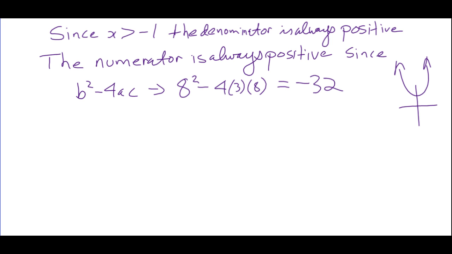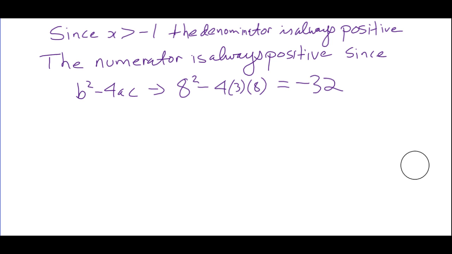So we could do the b squared minus 4ac and say, look, the discriminant is negative. That tells me I've either got this or I've got this. Except it's positive 3x squared, so it opens up. So we're looking at something that looks like this. It means it's always positive, there are no negative values. So the second derivative will always be positive, meaning the graph is always concave up.